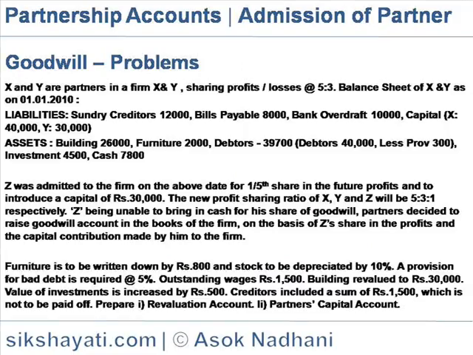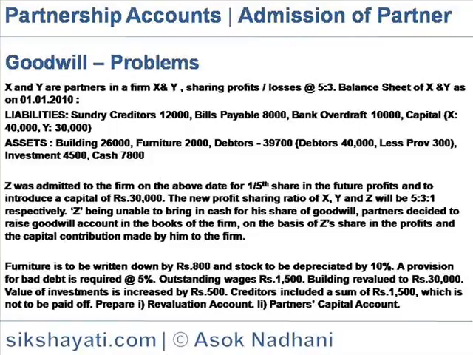Goodwill. X and Y are partners in a firm, sharing profits and losses at 5:3. The balance sheet of X and Y as on 1st January 2010 is: liabilities, sundry creditors 12,000, bills payable 8,000, bank overdraft 10,000, capital X is 40,000 and Y is 30,000, so total capital is 70,000.